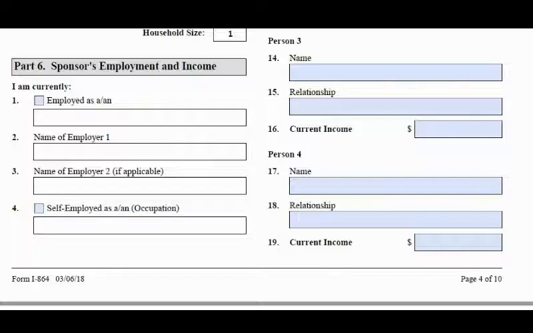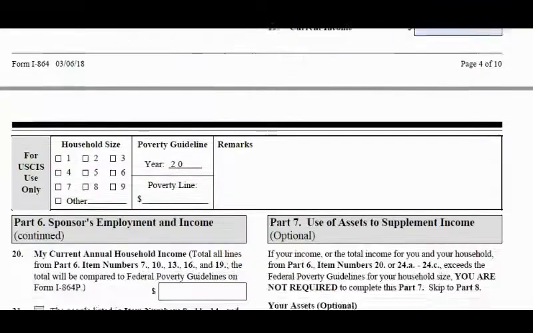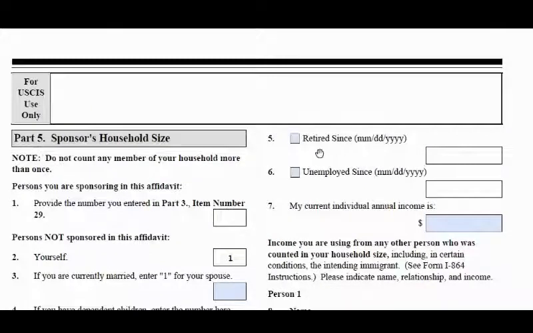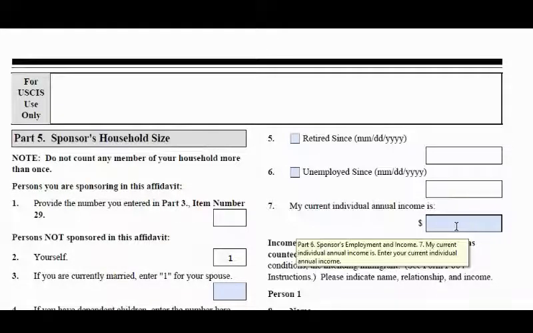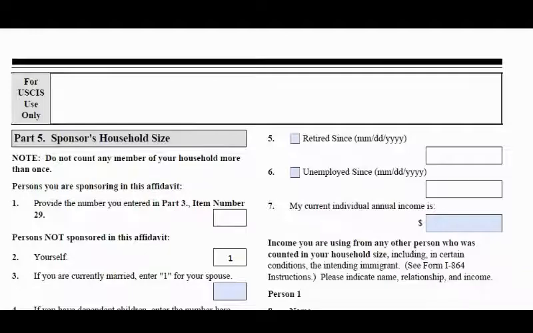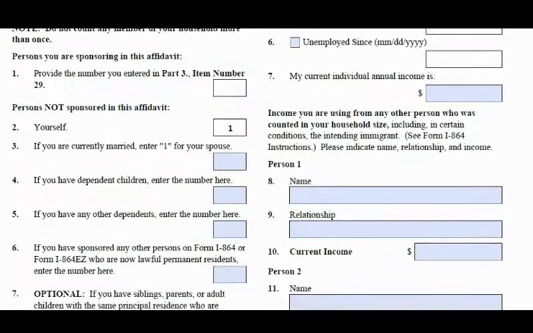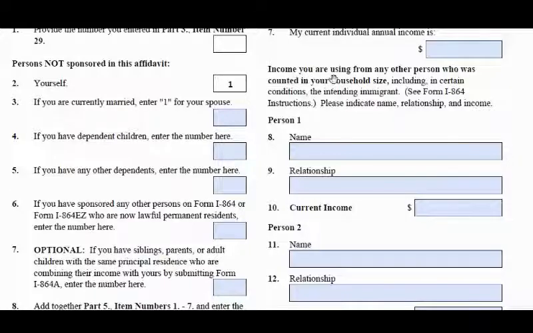And then from there we're gonna move to number 5, I believe. So number 5, if you retired, then you put the date since you retired. You provide that date here. If you're unemployed, which means you don't work, you provide the date since you are unemployed. And then your current income, which is basically the money you're making now. So my current individual annual income is, you provide your annual income here.